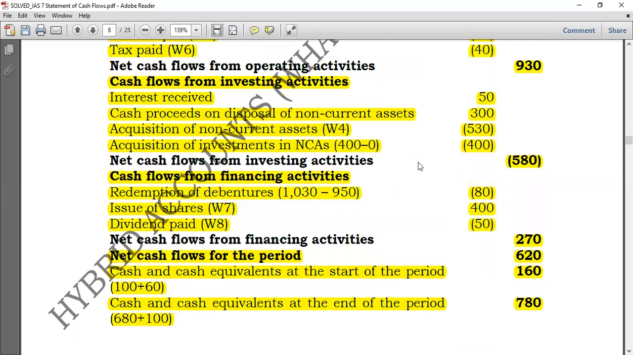Actually, later I'll just try to take a look at the direct method and see how we deal with it, but just under the operating section.